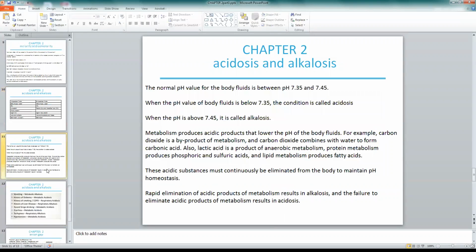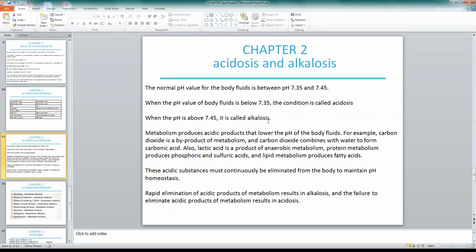And so if I think about what is a normal pH value for body fluids, it's going to be somewhere between 7.35 and 7.45. So ideally a pH of 7.4. So what happens if I exceed those values? Well, if the pH value of body fluids falls below 7.35, then a condition called acidosis results. And if that pH is above 7.45, then a condition called alkalosis results.